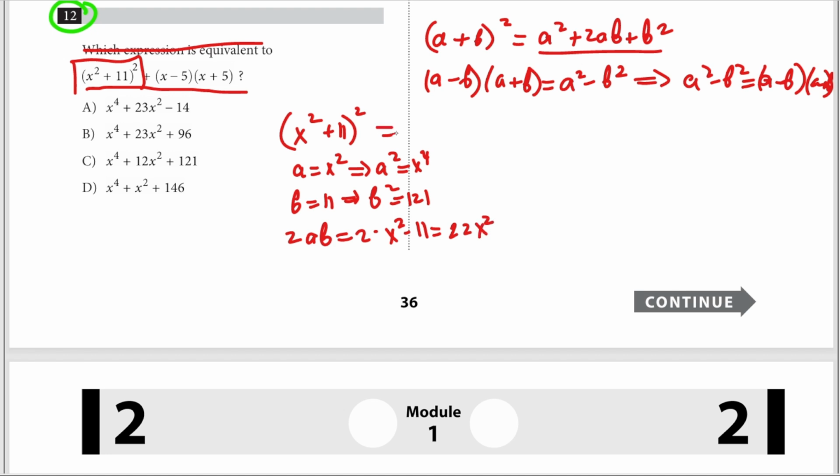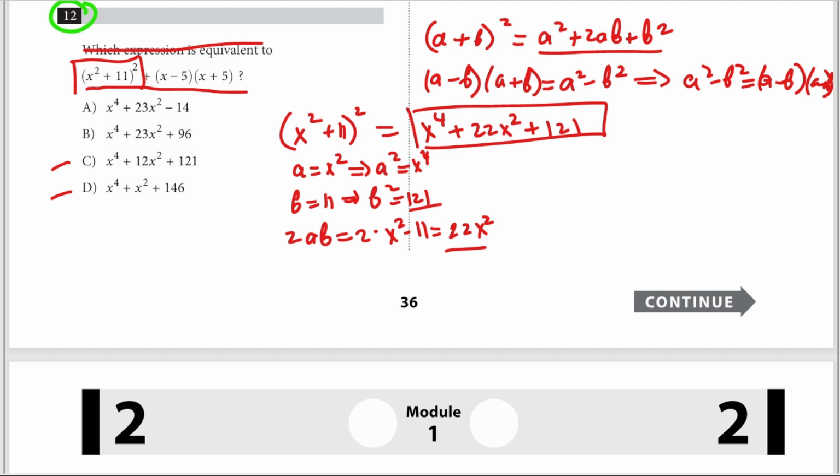Hence, we don't need to FOIL it, we just expand it as x to the fourth plus 2ab, which is 22x squared, and then plus 121. That's our first expression. Based on this expression alone, we most likely can eliminate C and D. We're not sure yet, but look at this term, 12x squared. X squared is too tiny. We'll see in the second one.